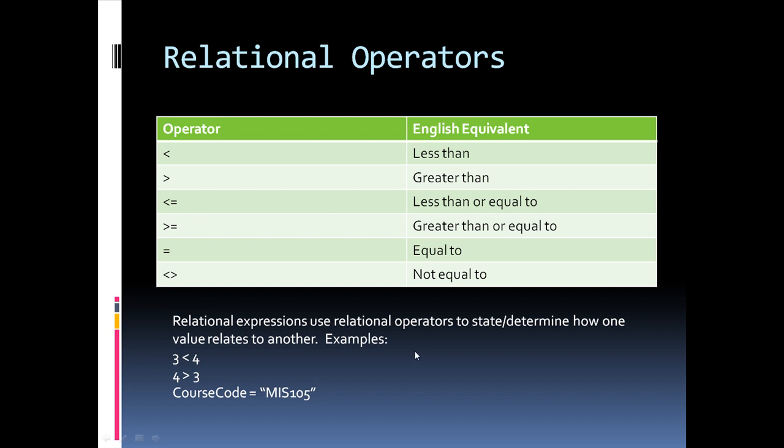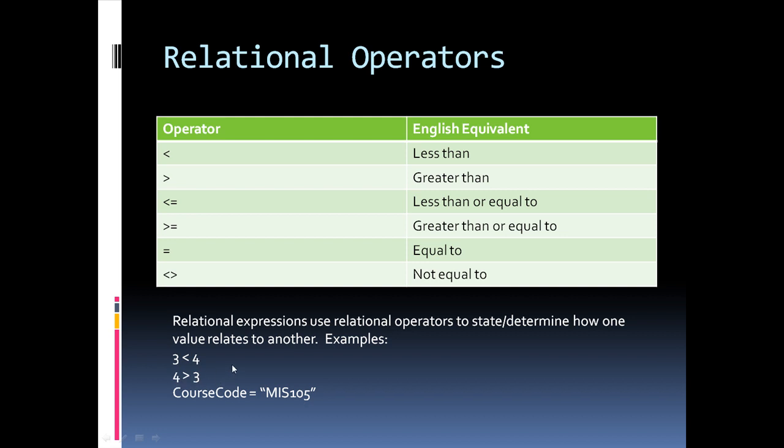So basically, relational expressions use relational operators, these guys, to determine how one value relates to another. So here's an example of a relational expression. 3 is less than 4. That expression states how the number 3 relates to the number 4. It's less than in this case. Another relational expression, 4 is greater than 3.